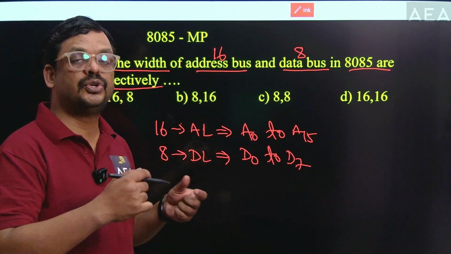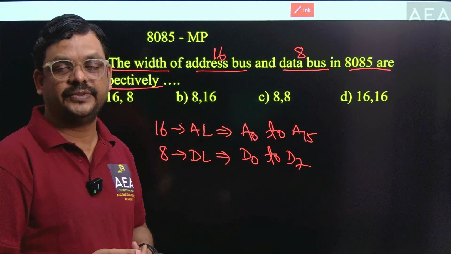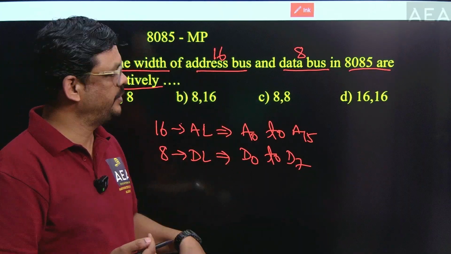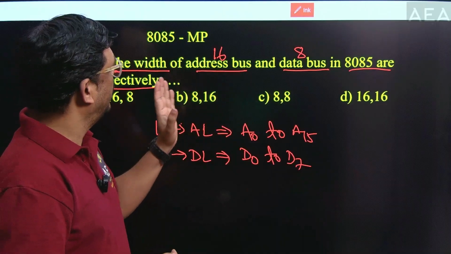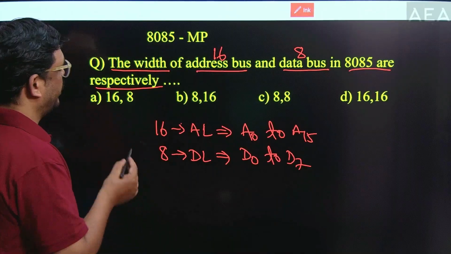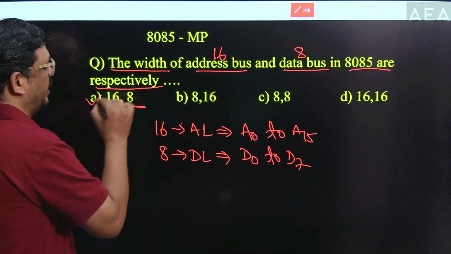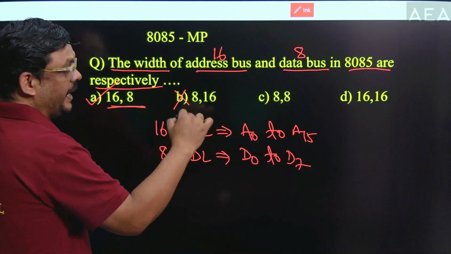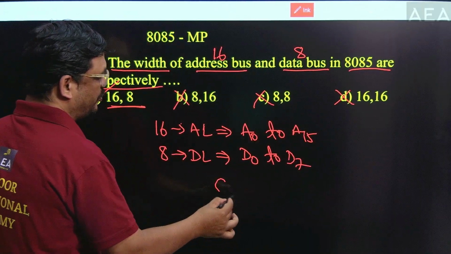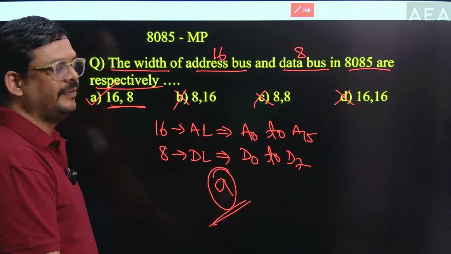And the address bus is used to determine or find the address location of the external devices. So the address bus is always a unidirectional bus. Now based on the given question, the answer is 16-bit address and 8-bit data bus. So we can select option A. In the other options, 8 and 16 are given in reverse order, so these are wrong. Only option A is correct based on the given question.